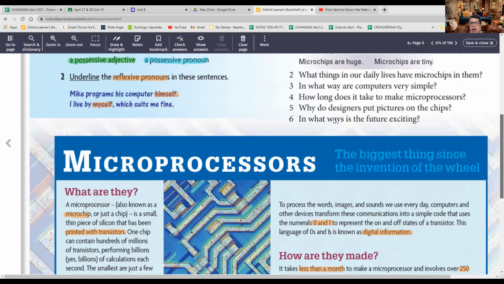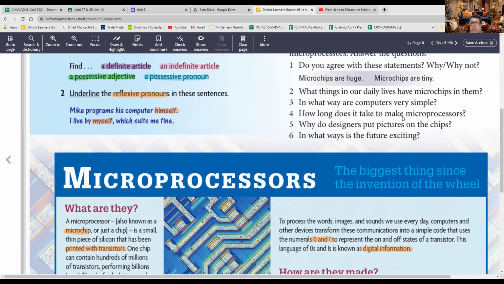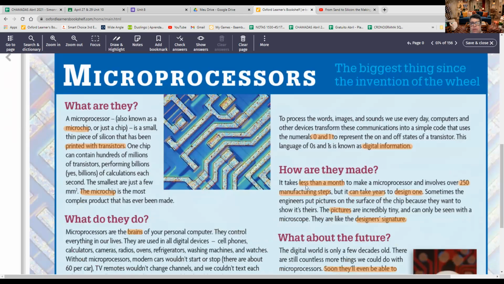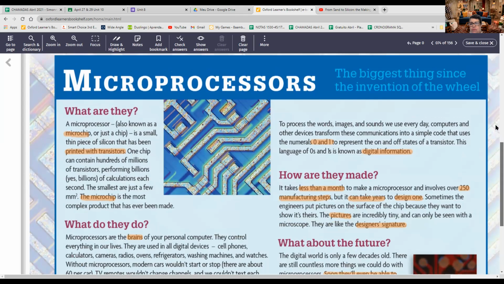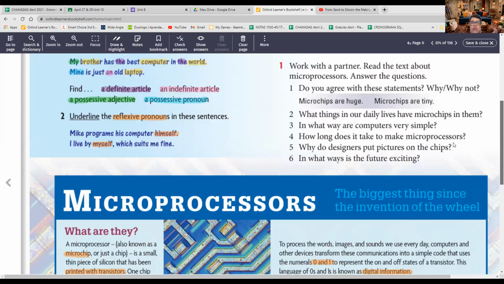Next one, how long does it take to make microprocessors? It's like less than a month. Good, less than a month. All right, so it's very good because it's in such a short period. You can make a microprocessor in less than a month. My goodness. So, in what ways is the future exciting?